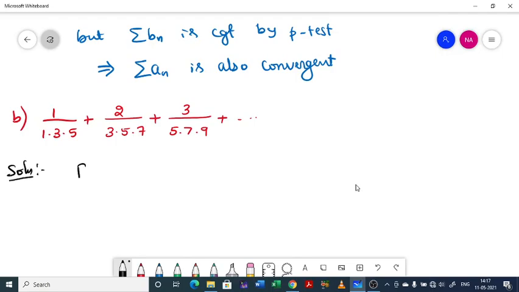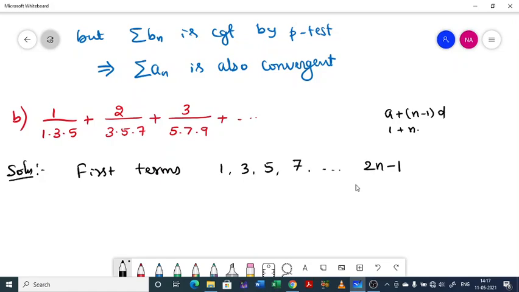If you look into the first terms, we'll be getting 1, 3, 5, 7. So it will be 2n minus 1, right? The formula is a plus n minus 1 into d. So first term 1 plus n minus 1 into common difference 2, so n minus 1 into 2, so 2n minus 2 plus 1, 2n minus 1 is the first term.